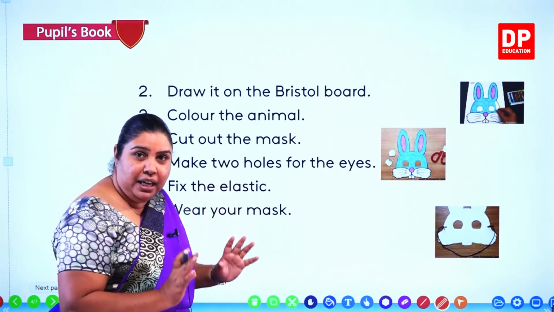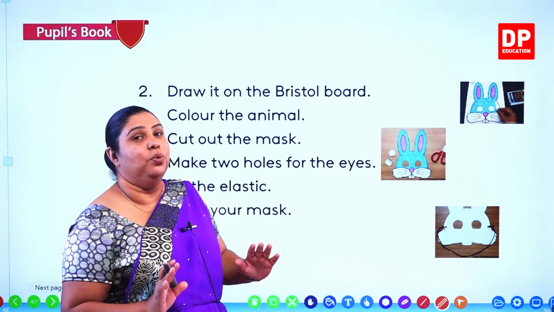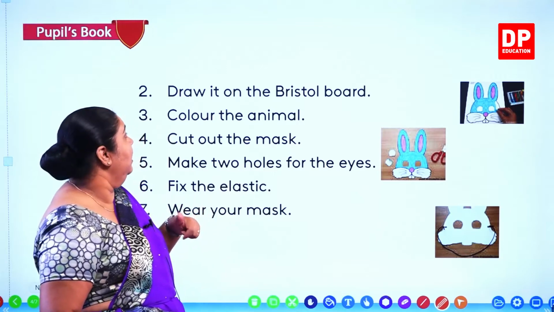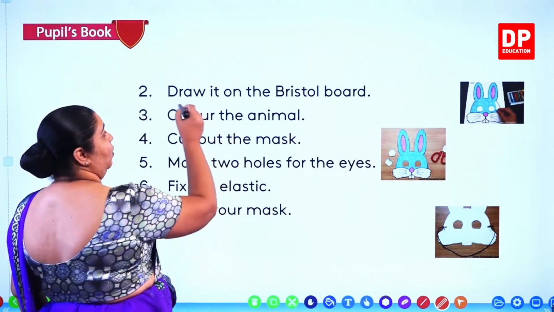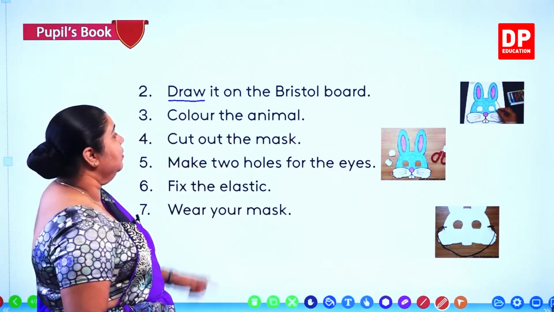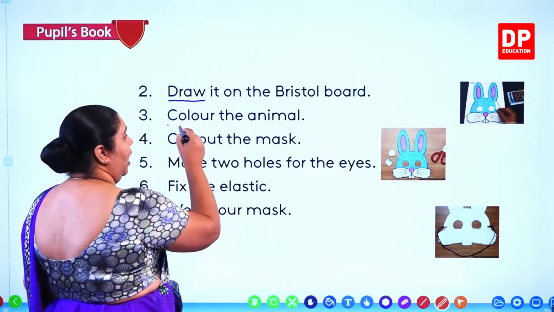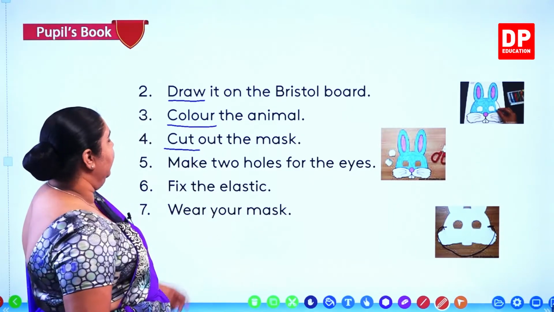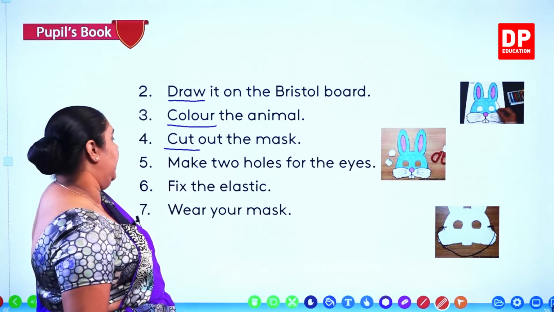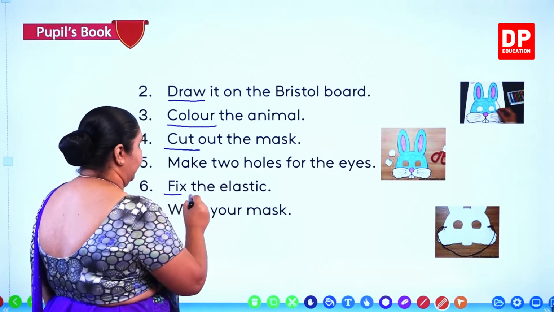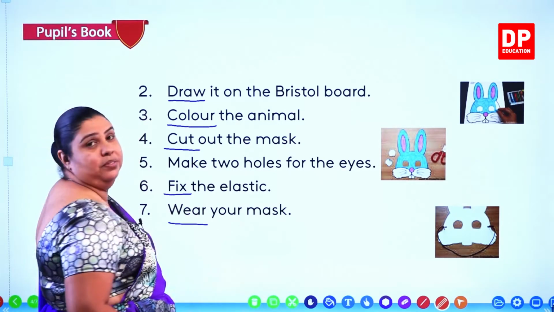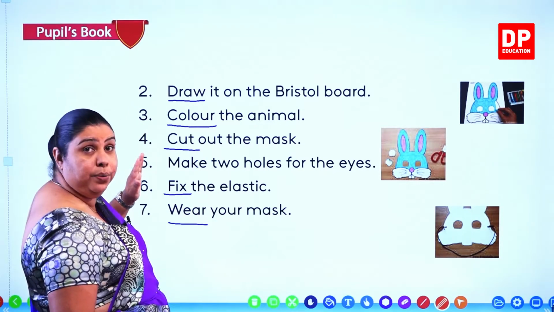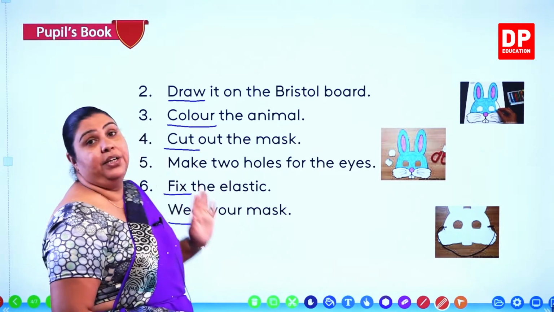So these are the main few steps that we have to go through to make the mask. Now first we selected our animal, then we have to draw it on the bristle board. Color the animal. Then you have to cut it out, right? Then you make 2 holes for the eyes. Then you fix it and you wear it. Okay? Right, you must draw, you have to color, you have to cut, then you have to fix the elastic and then you have to wear.